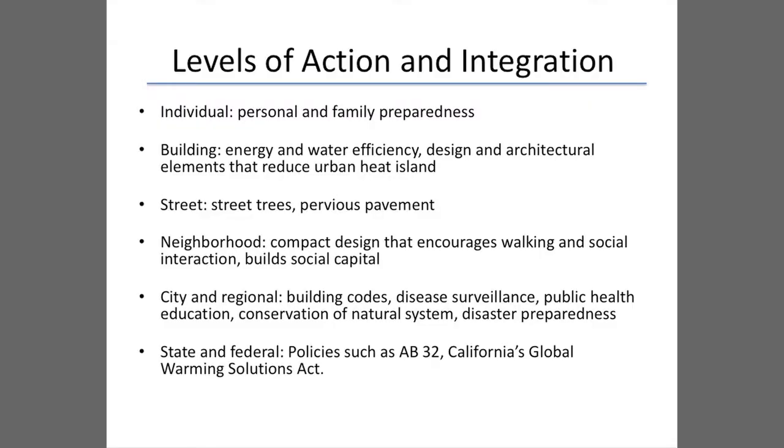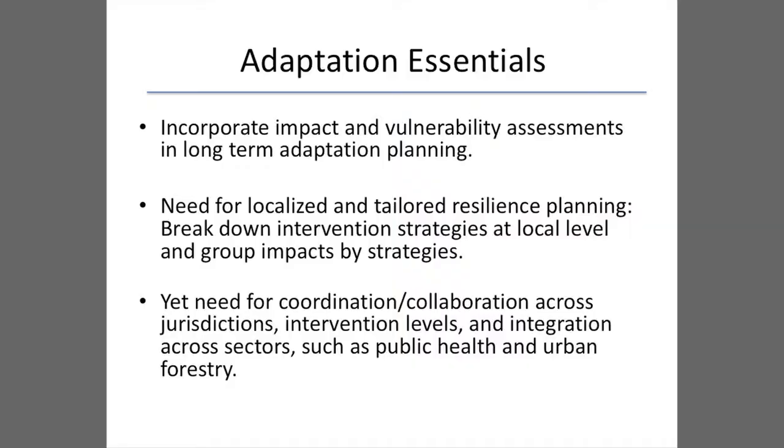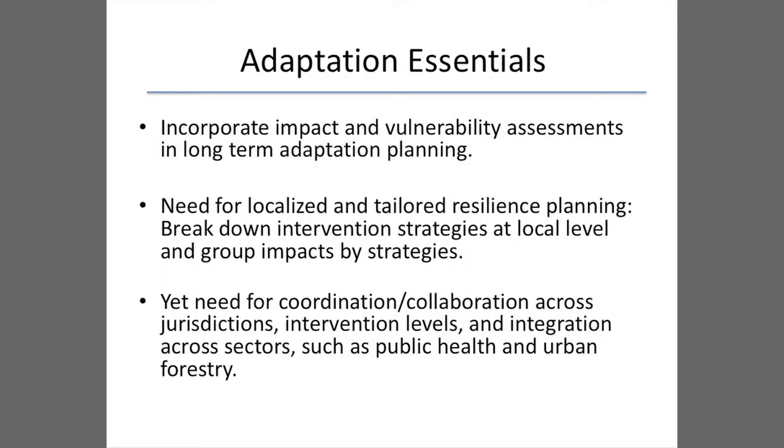And then finally, state and federal policies. There's a lot happening in California on climate action planning, and that does have effects down the chain. So adaptation essentials. This is kicking off the discussion that I think we're all going to have as a group. But some key adaptation essentials. So to summarize the model, the framework that we've presented here, we can incorporate information about climate impact and exposure, along with vulnerability assessment information, to inform long-term adaptation planning.